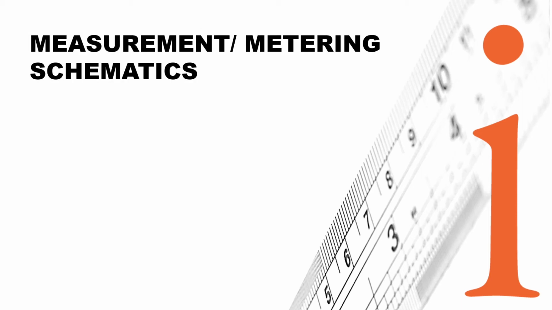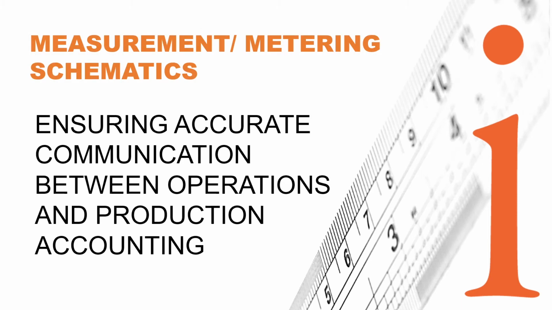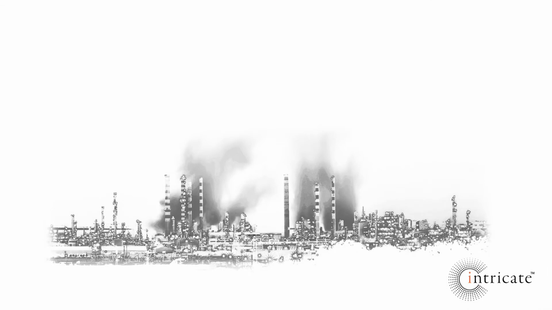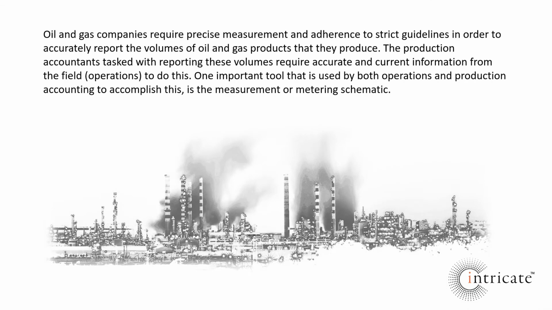Measurement and metering schematics. Ensuring accurate communication between operations and production accounting. Oil and gas companies require precise measurement and adherence to strict guidelines in order to accurately report the volumes of oil and gas products that they produce. The production accountants tasked with reporting these volumes require accurate and current information from the field to do this. One important tool that is used by both operations and production accounting to accomplish this is the measurement or metering schematic.